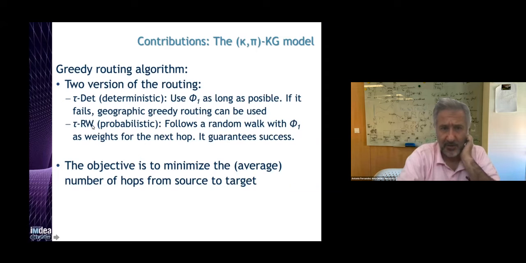In the randomized or probabilistic version, tau-RW, what we just do is we follow a random walk in which the value of the phi1 function is just the weight used to choose the next hop, and this guarantees that eventually all routing completes, and therefore there's no failure. For the routing algorithms, the objective is to minimize the average number of hops from source to destination.